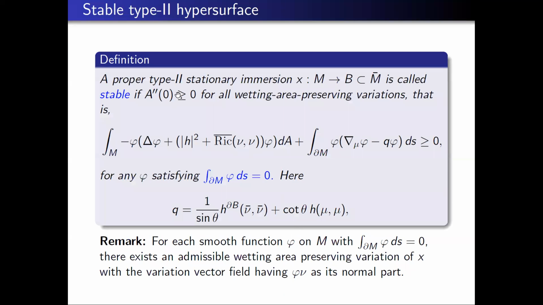And here is the precise definition of stable type 2 hypersurface. We also remark that for any smooth function phi on M with the integration of phi over boundary M equals 0, there exists an admissible weighting array preserving variation of X with a variation vector field having phi mu as its normal part.